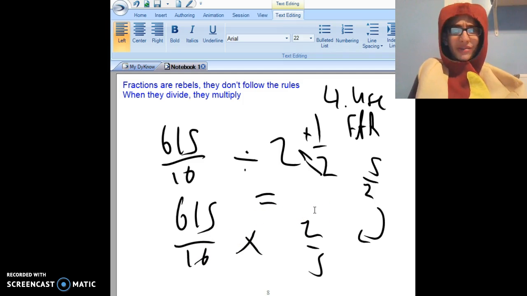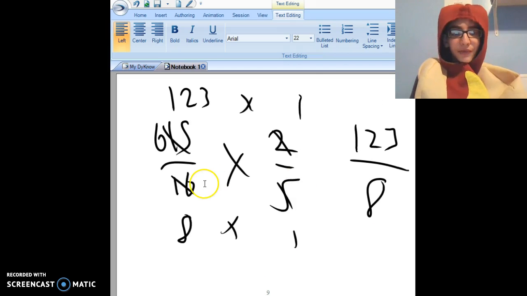2 over 5, I thought it was 5 over 2. No, you actually use something called the reciprocal. That is the fraction, but flipped over. So 5 over 2 is actually 2 over 5. So then, the 615 can simplify with the 5.